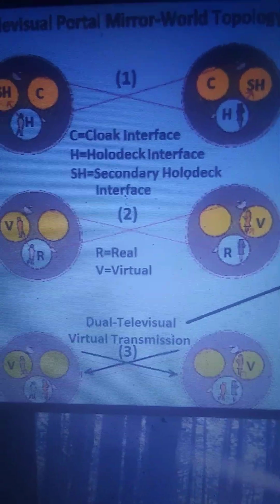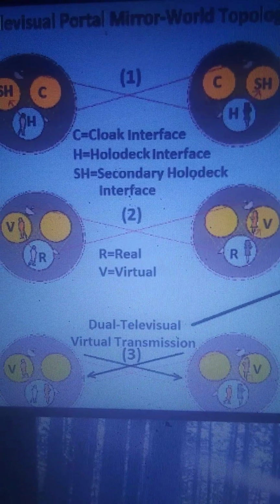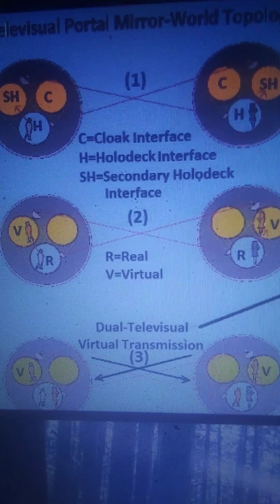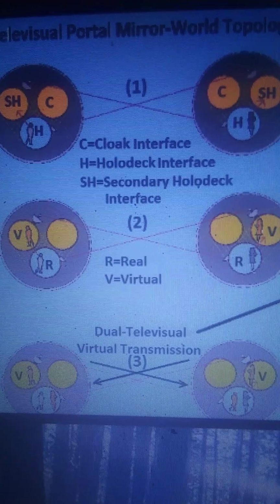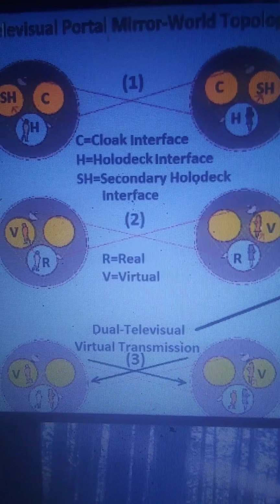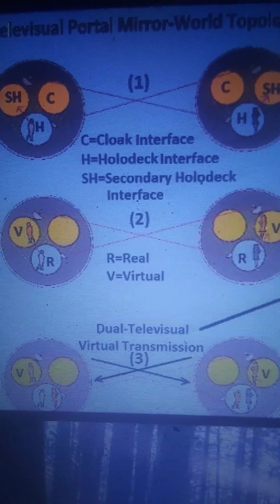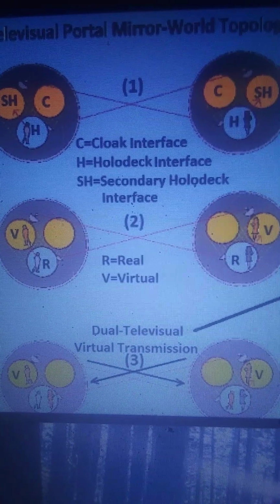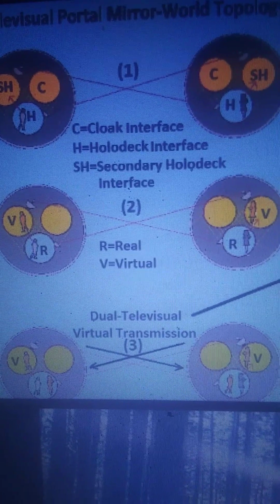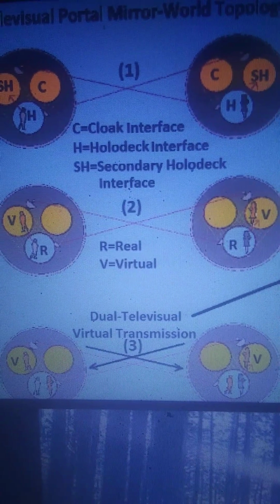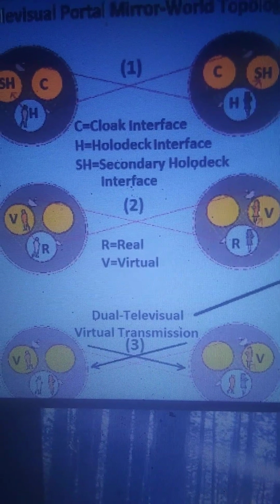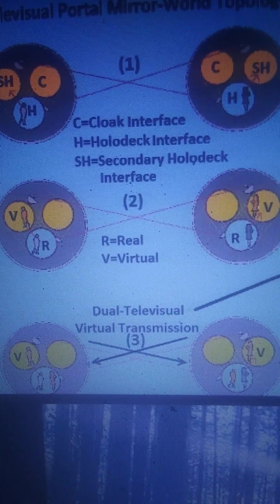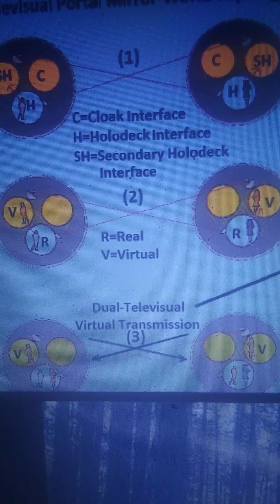And right at the number one step, they're both in their holodecks. H stands for holodeck interface. They take a spliced portion of the light going through the cloaking interface, or the cloak interface C, that illuminates their holodeck with the local environment. Then they're transmitted in number two in their virtual forms to the secondary holodeck interface, which reverses everything in the environment, including the background outside environment.